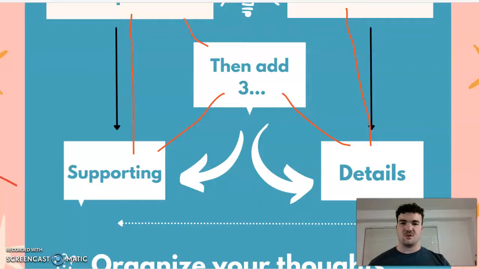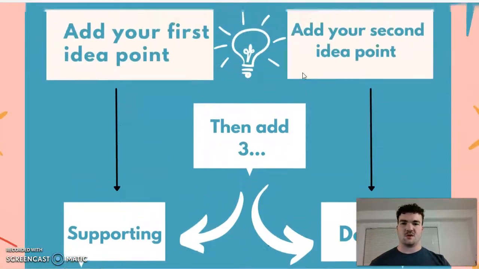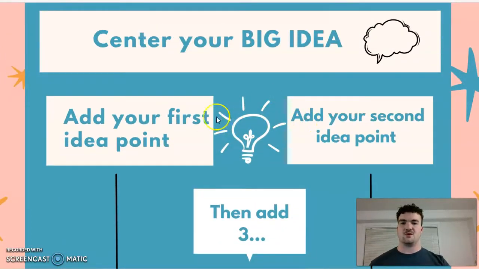So as you can see with these arrows I'm drawing, they all interconnect with each other, and then those 3 supporting details connect with the 2 subcategories, and the 2 subcategories connect with the big idea.